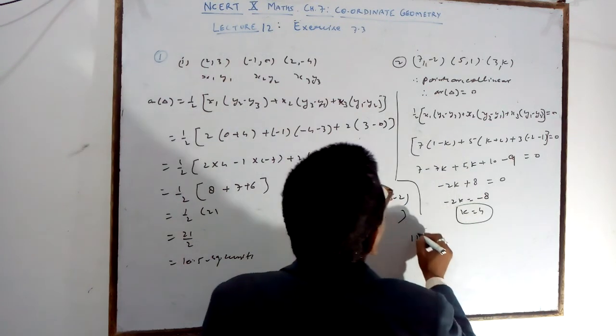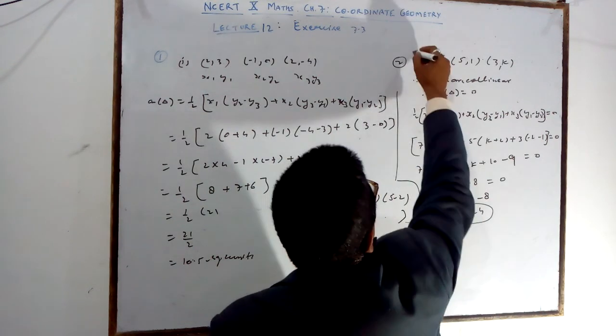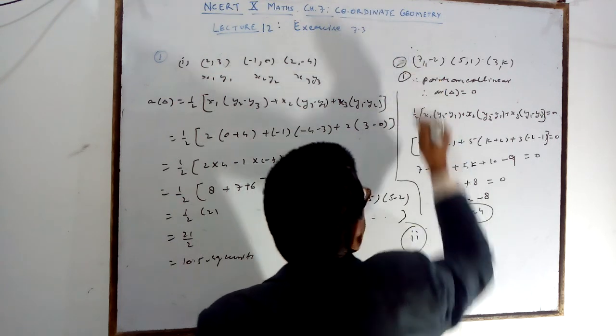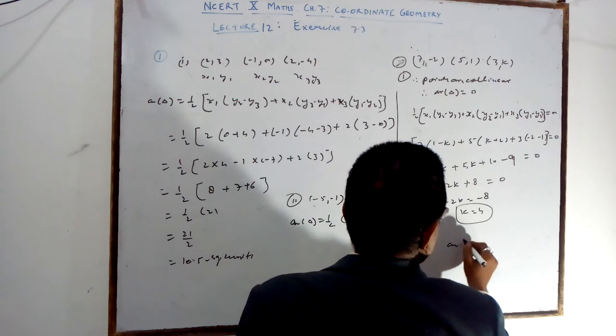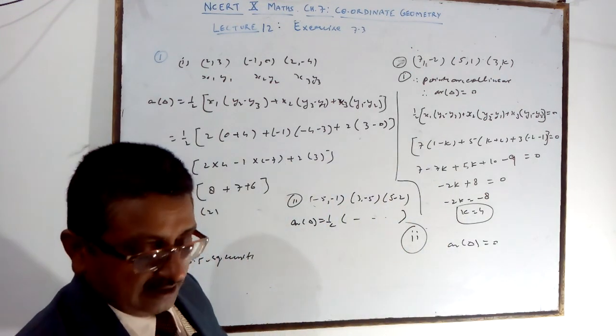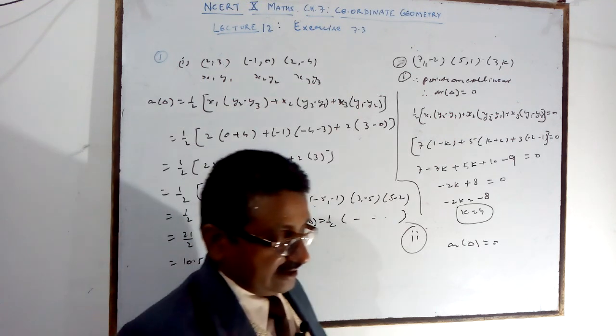You are getting it like this. You can do the second part. This is the second part of question number 2. The first part is this. In the second part, again the area of the triangle will be 0, and I hope you can do it, and you can get the answer k is equal to 3.